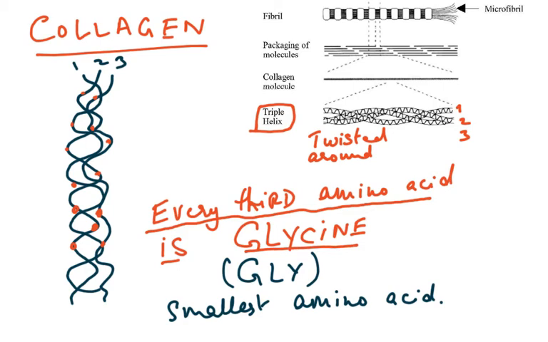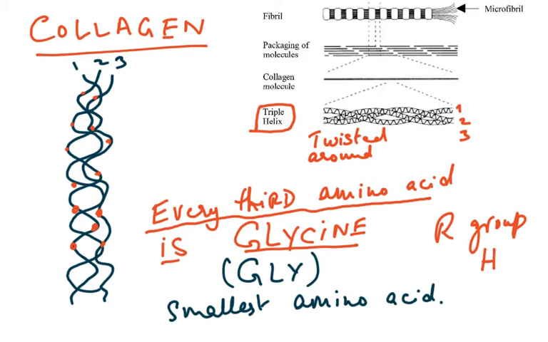And if you remember, when I was doing the different amino acids with you, I told you to remember this because its R group is H, just hydrogen, nothing else. And it's the smallest amino acid. So the reason that it is the smallest helps us to make it easier for the 3 polypeptide chains to twist around each other. Now you have to understand that this is basically going to give strength to the bones. So it's got to be something which is going to be very, very strong.